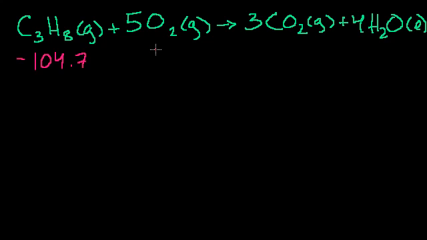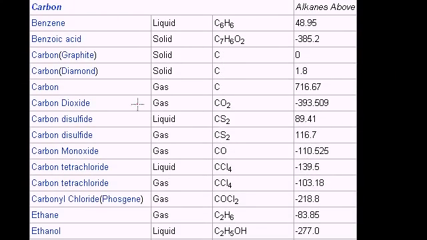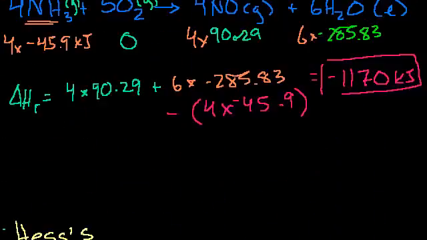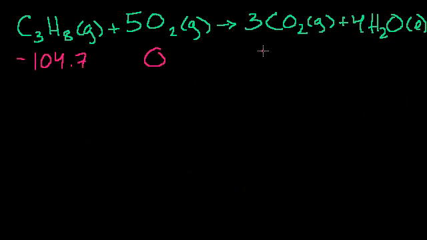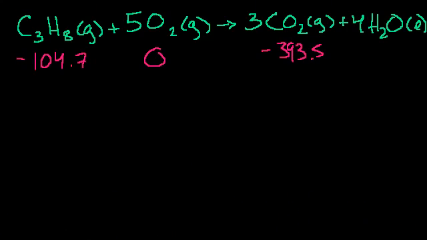Heat of formation of oxygen is in its elemental state. That's how you always find oxygen. So it's just 0. Heat of formation of carbon dioxide, as a gas, is minus 393.5. And water, we already figured that out. It's minus 285.83.